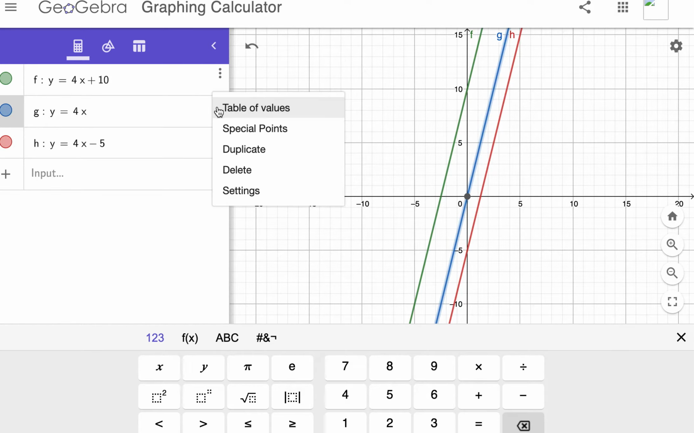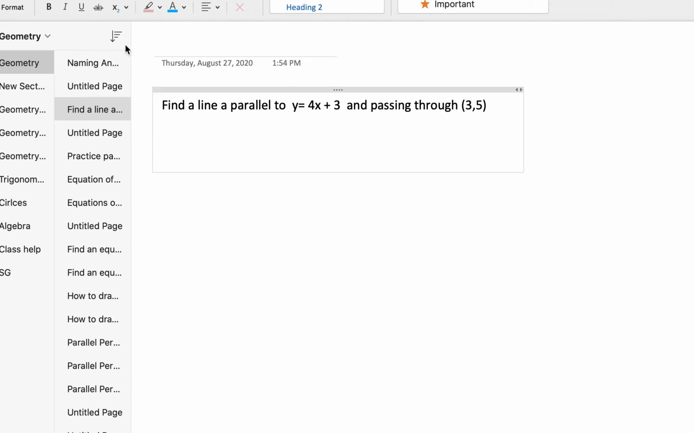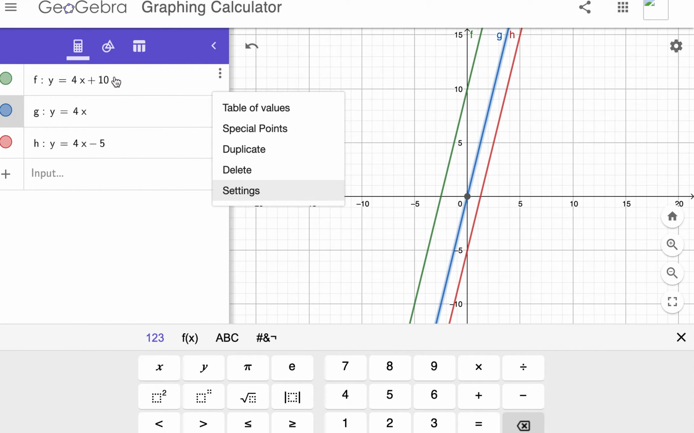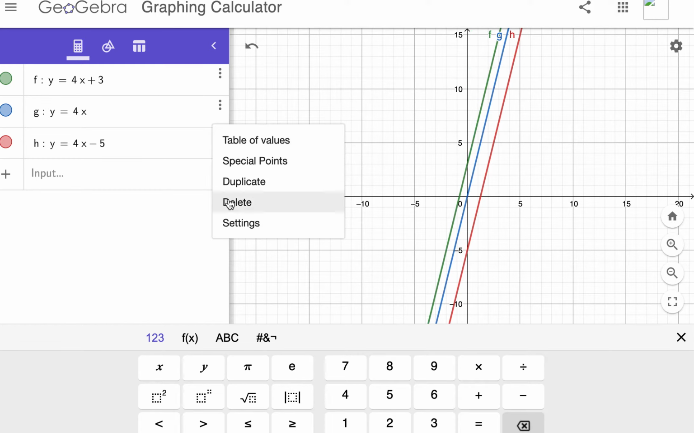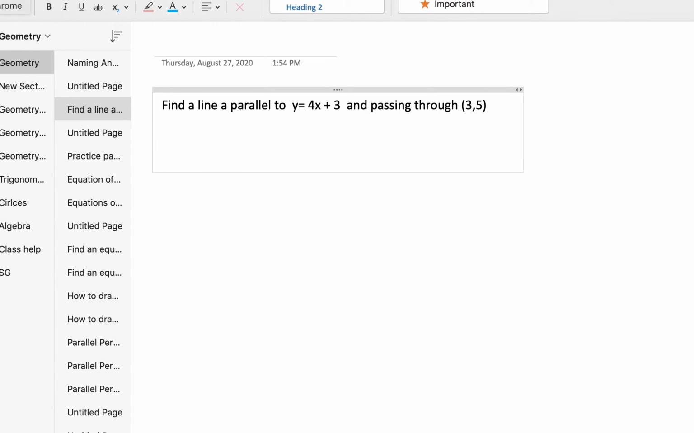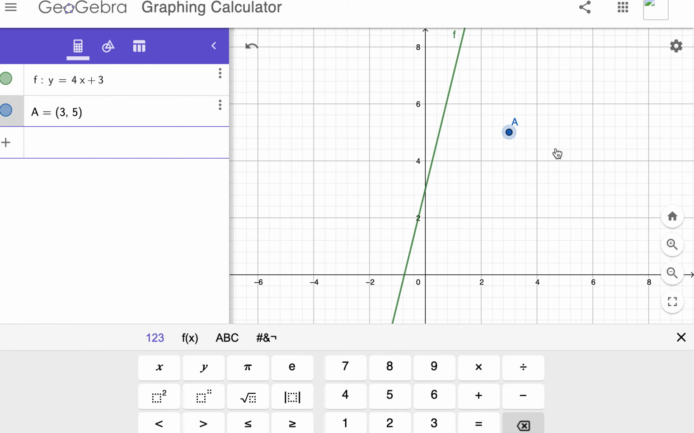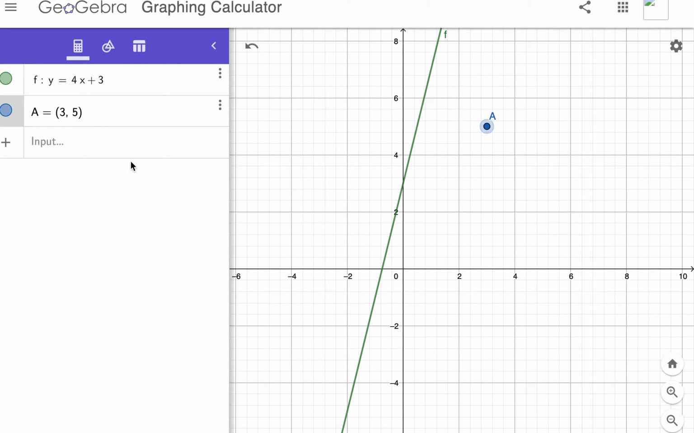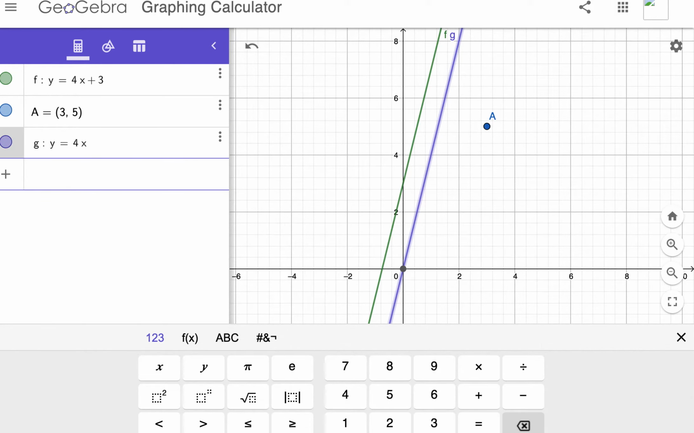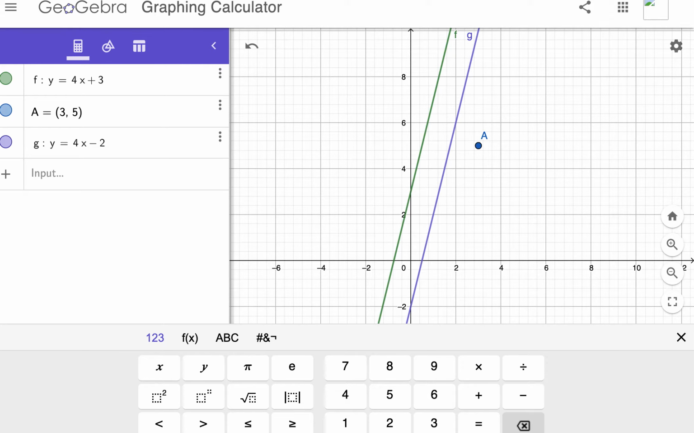So let's take a line that I have here, y equals 4x plus 3, and we want something passing through the point 3,5. That means we want something parallel, but touching point A. If you have the green line, we'd need to move it down. Let me just estimate here, y equals 4x. That brought it down, but we need it lower. So let's say minus 2. It's getting closer, minus 4. Getting closer to A.